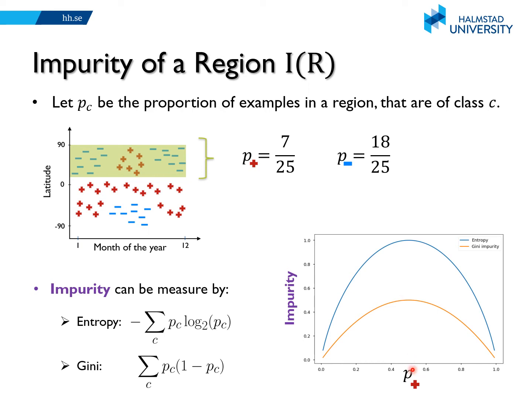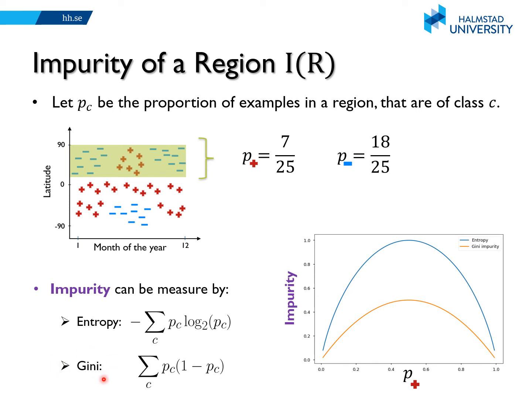So when P plus is equal to 0.5, this indicates that this is a very impure region. And if the region contains only positive examples, so P plus will be basically close to 1, then the impurity decreases, right? It's close to 0. Same thing, if the region contains only negative classes, then the impurity also is close to 0. So these are the measures we can use to measure the impurity of a given region.